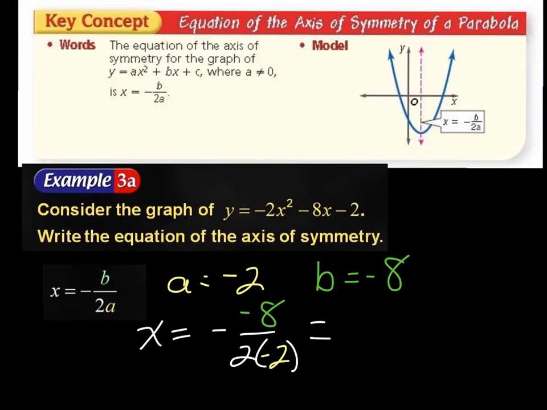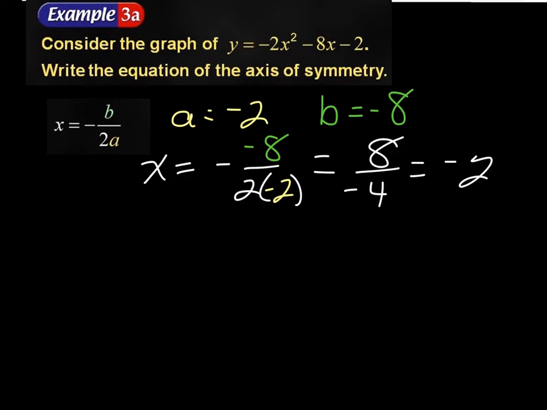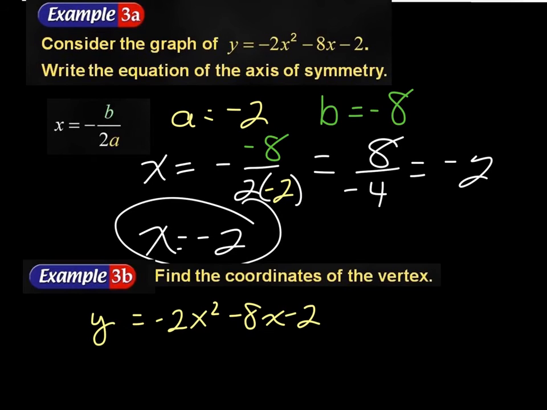So we've got 8 divided by -4, which is going to be -2. So condensing that, our equation of the axis of symmetry is x equals -2. Next, they asked us to find the coordinates of the vertex. Well, they gave us an equation. We know x, so we can plug it in and find y.